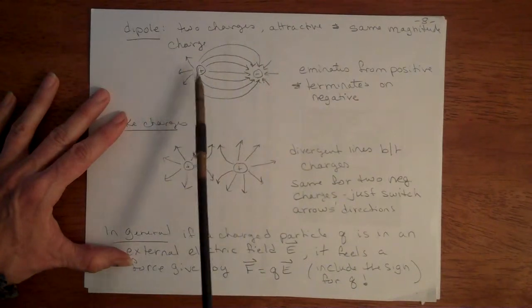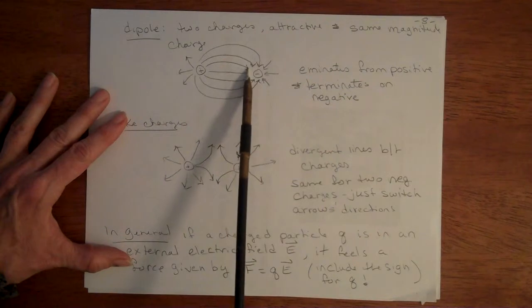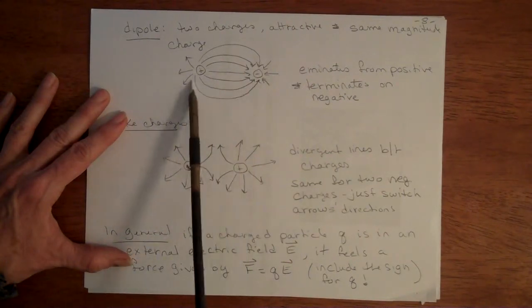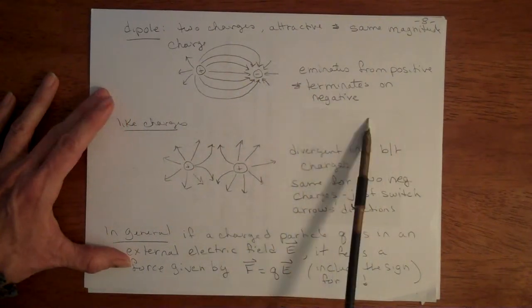So these two charges have exactly the same magnitude, and you can see electric field lines emanate from the positive and they terminate on the negative. So the electric field lines look like this. Okay, emanate from positive, terminate on negative.